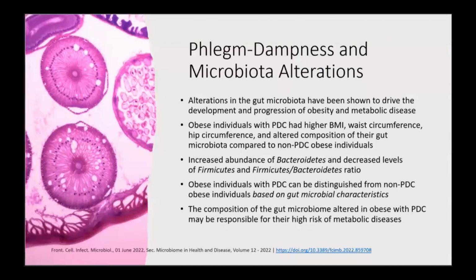So the microbes, right? You can see now that obese individuals with phlegm damp, which is different than just people who are obese and don't have phlegm damp, the ones that had phlegm damp syndrome, PDC, had higher body mass index, bigger waist circumference. Having, again, midsection obesity is more pathological than other places. Bigger hip circumference, altered composition of their gut microbiota compared to their non-PDC obese individuals. Again, just having obesity is part of the risk, but if you have obesity with these pathological factors, now you see the risk showing up.